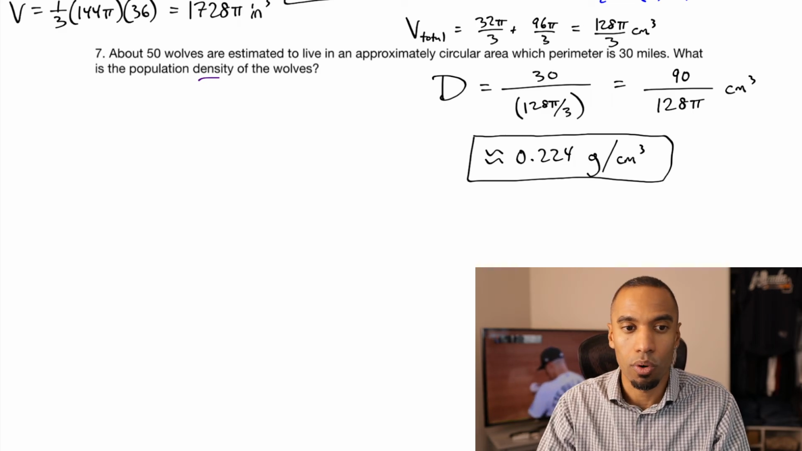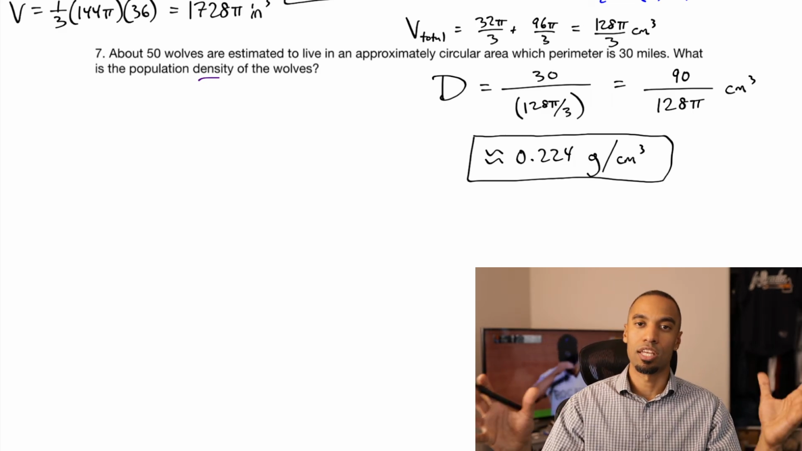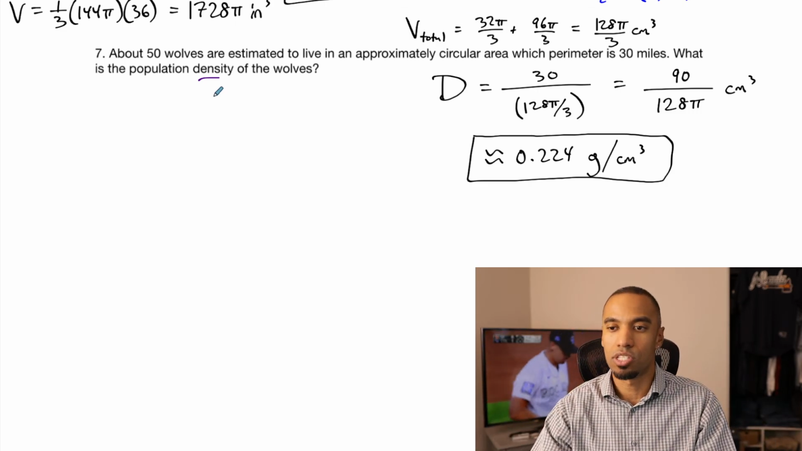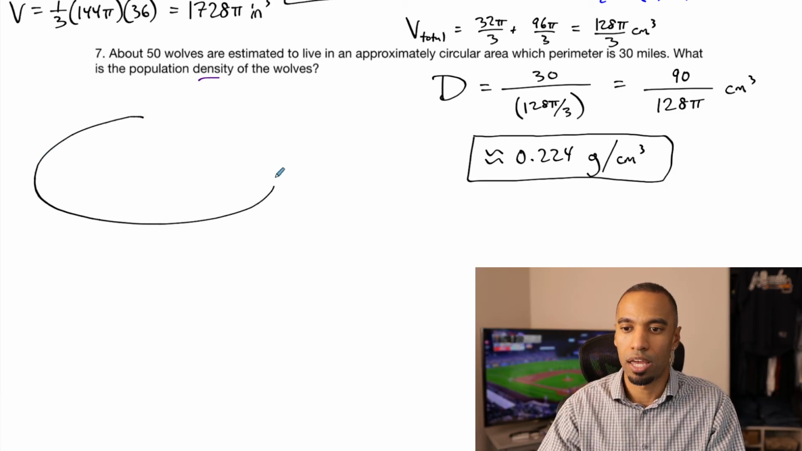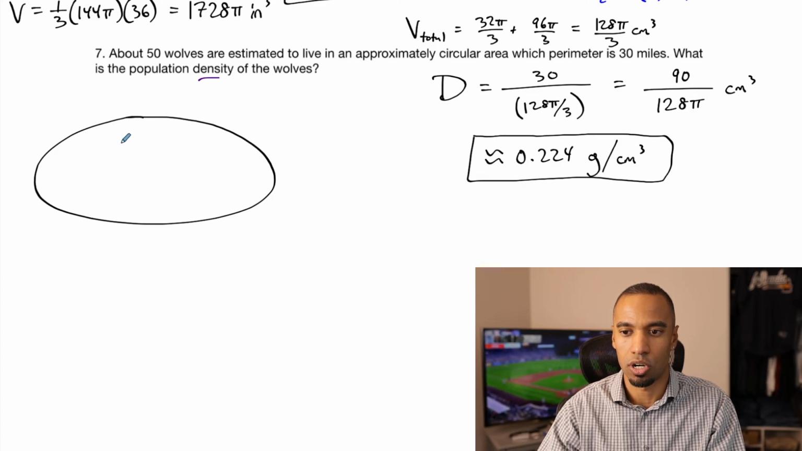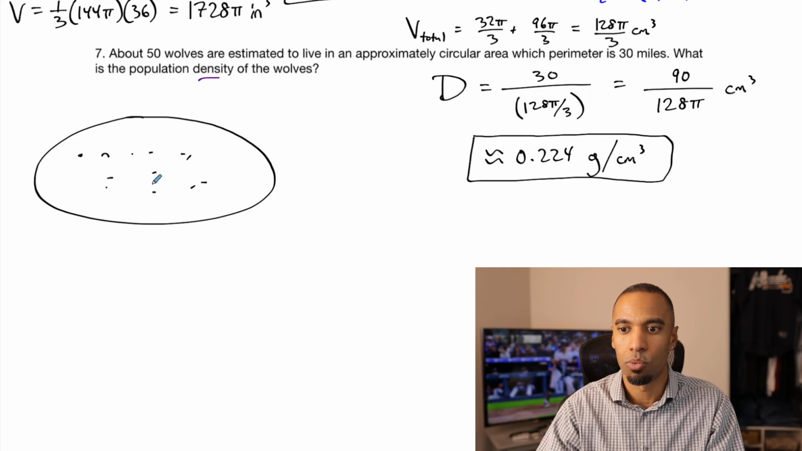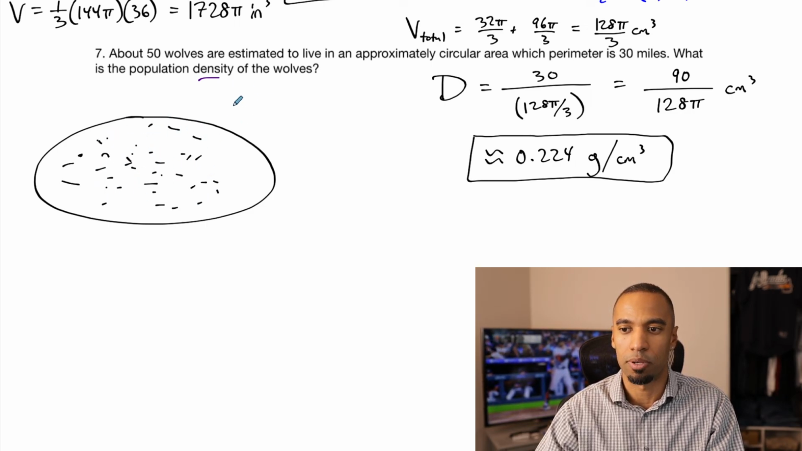So this time when we're referring to density, it's population divided by land area. So now this time we're referring to, here's some land. When they say approximately circular, pretend it's circular there. I know it doesn't look like a circle. It's like a flat, and then you have a wolf, a wolf, a wolf, a wolf. We have 50 wolves here. So we're going to divide. We have 50 wolves. That's our population.